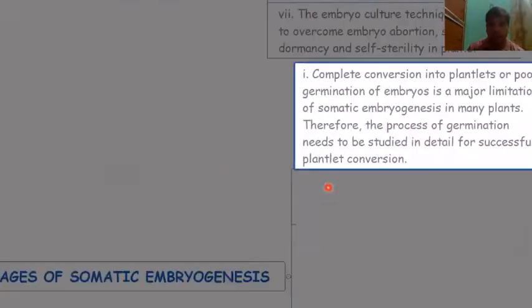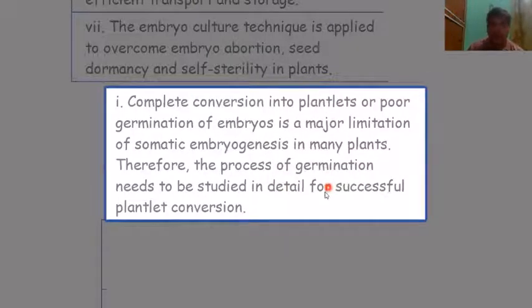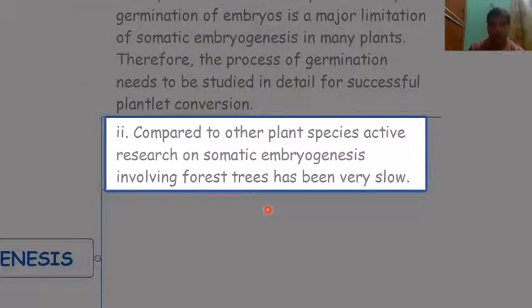Now let's discuss the disadvantages or the limitations of somatic embryogenesis. We can say that the final field response of these embryos was not found to be very promising, and the complete conversion into plantlets, or poor germination of embryos, is a major limitation of somatic embryogenesis. It has been seen in many plant species, and therefore the process of germination needs to be studied in detail for successful plantlet conversion. We can say that we still have some limitations with the somatic embryogenic response.